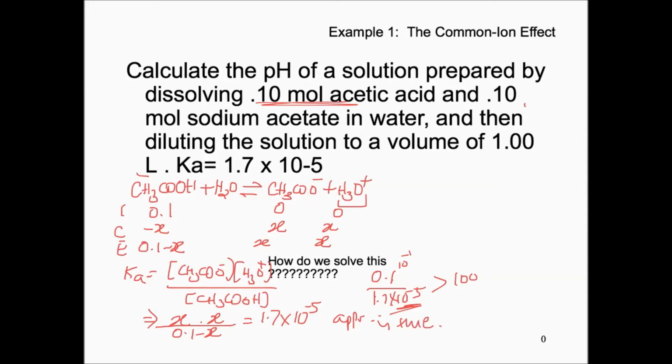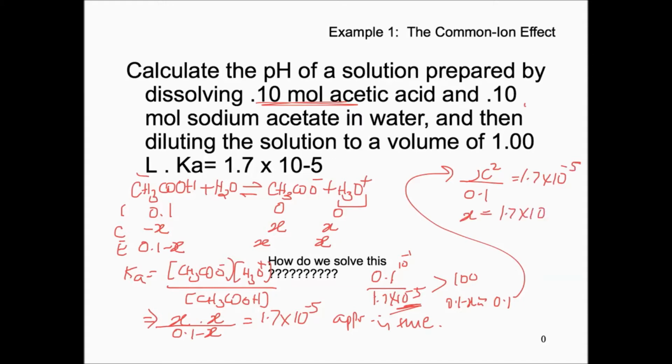If the approximation is true, we can say that 0.1 minus X is approximately equal to 0.1. And so one can say X squared divided by 0.1 is equal to 1.7 times 10 to the negative fifth, or X squared is equal to 1.7 times 10 to the negative sixth, and X is the square root of that. All I have done here is multiply both sides of the equation by 0.1 and then taken a square root of both sides. I'm just going to do a ballpark because I know that the square root of 1.69 is 1.3. So this is going to be 1.3-ish times 10 to the power of minus 3 molar.